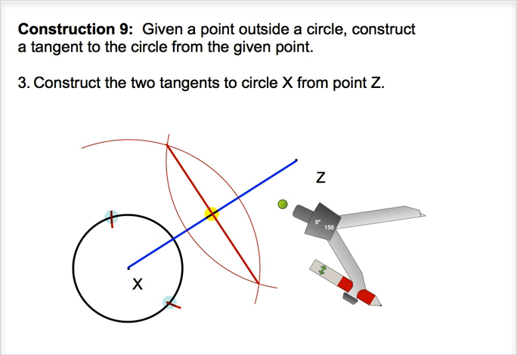So if I want tangents from point Z to the circle, I just draw segments that go from point Z, and it will have to go right through that point that I highlighted at the top and bottom of the circle. So you always get 2 tangents to a circle if the point is outside of the circle.